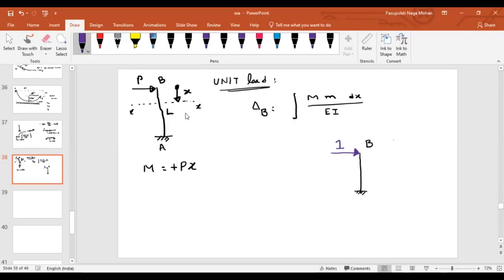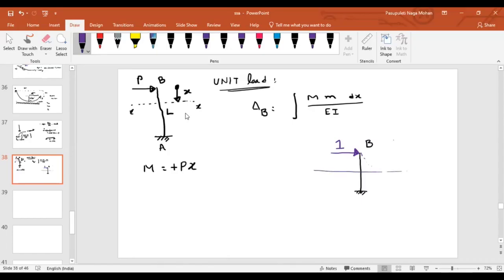So it's about the direction also. Suppose I want to find the deflection along this direction, then I apply the unit load along that direction. It depends upon the point and the direction in which you are finding the deflection. As I'm interested in finding the horizontal deflection, I'm applying the unit load along the horizontal.